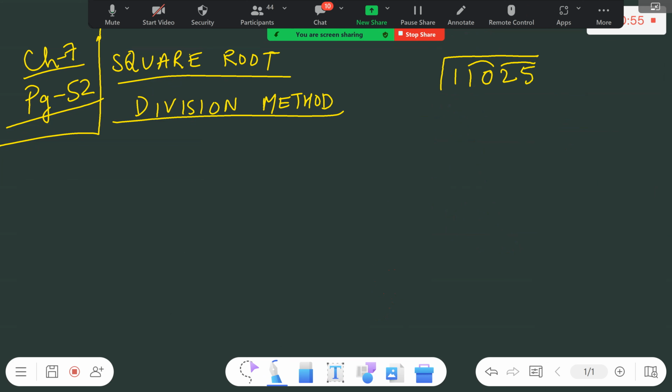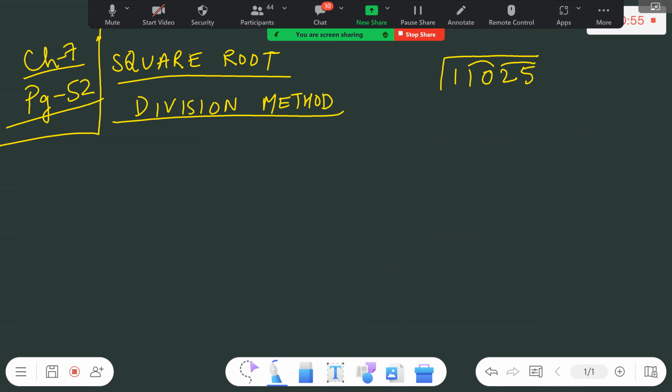Now add 1 and 1 for the new divisor. 1 plus 1 is 2.